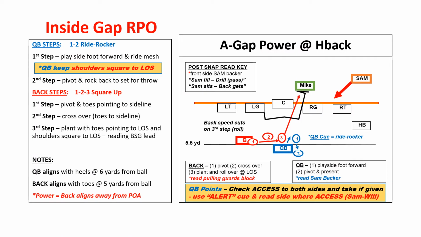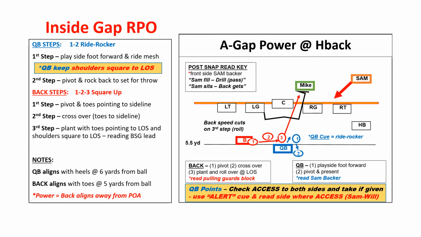With our steps with inside gap RPO, it's going to be the same all the time. The back, you can see, is going to go ahead and take 3 steps to the quarterback. The first 2, he's actually going to turn and point his toes towards the sideline. And then the third step needs to have that toe right down the midline of the quarterback, with the toes pointed now towards the line of scrimmage, so we're squared up.